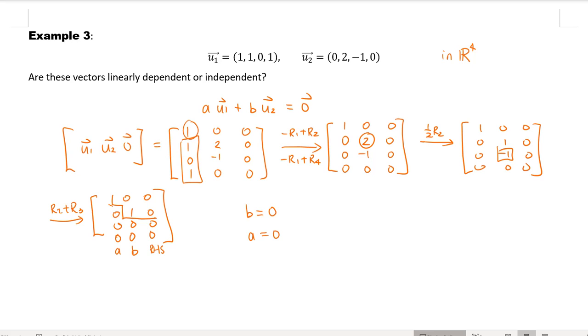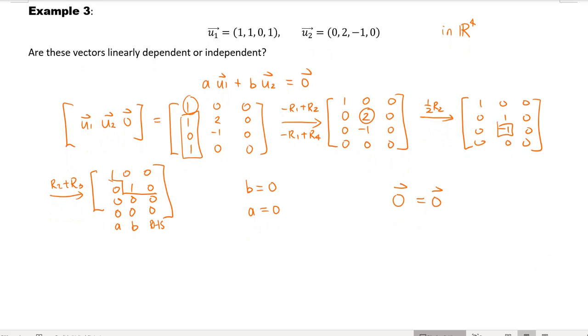It means when we plug into this equation, we just get 0 equal to 0. It tells us nothing, so there is no relationship among those two vectors, then they are linearly independent. So U1, U2 are linearly independent. Okay, so far so good, everyone.